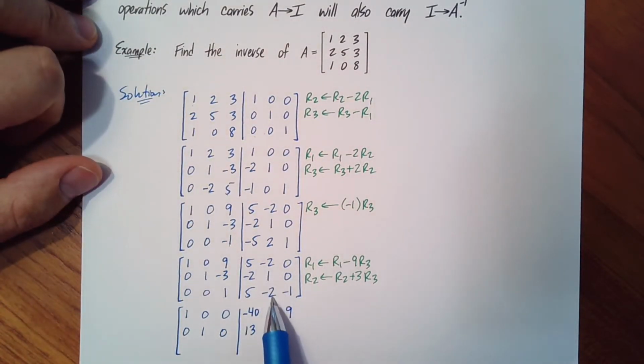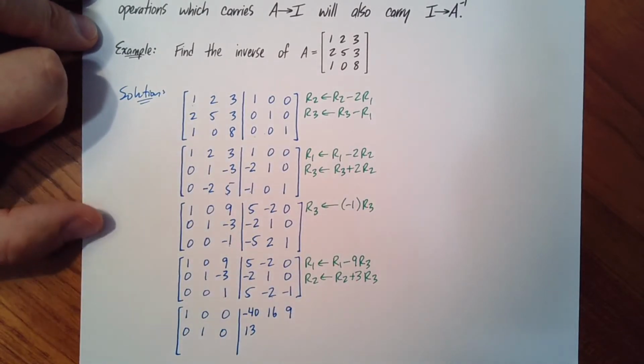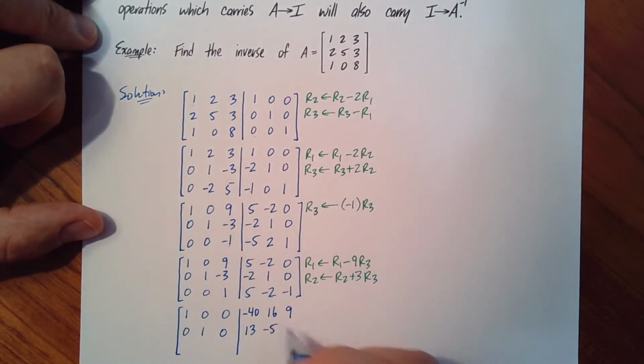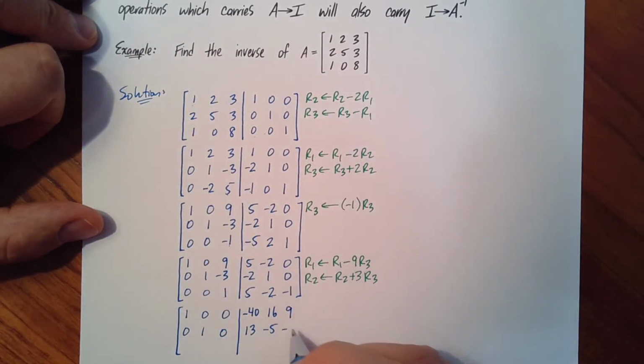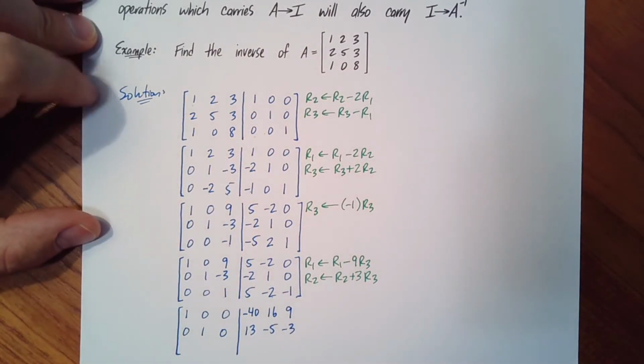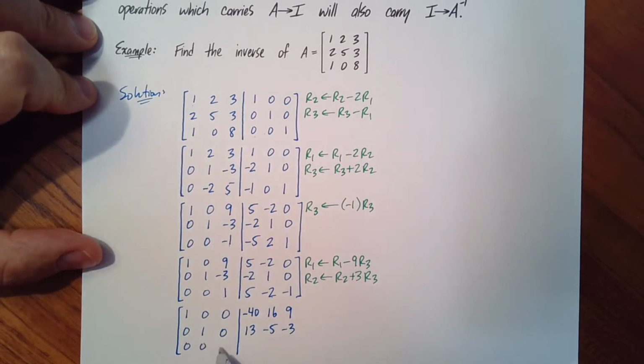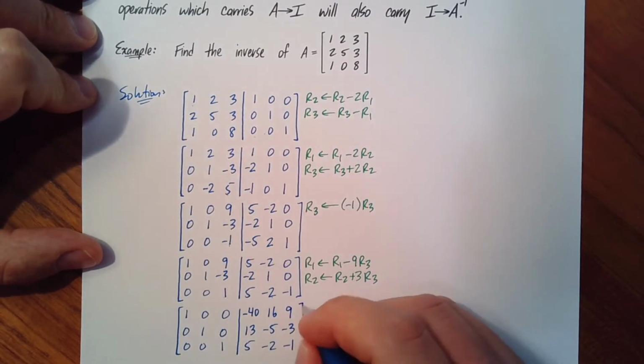1 plus 3 times negative 2 is going to be 1 minus 6, which is negative 5. And then we have 0 plus 3 times negative 1, which is going to be 0 plus negative 3. And then our third row won't change. So we'll have 0, 0, 1, 5, negative 2, and negative 1.